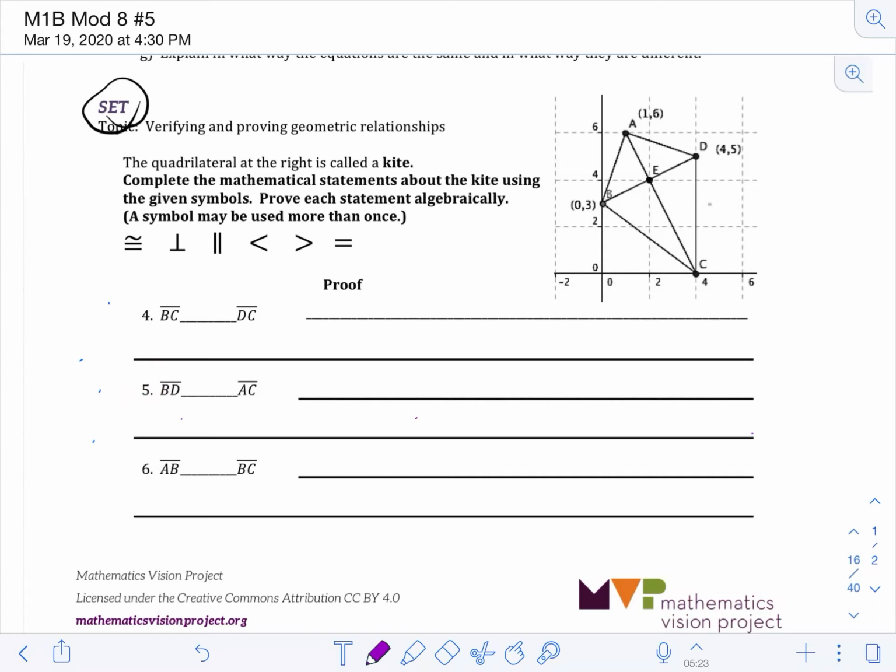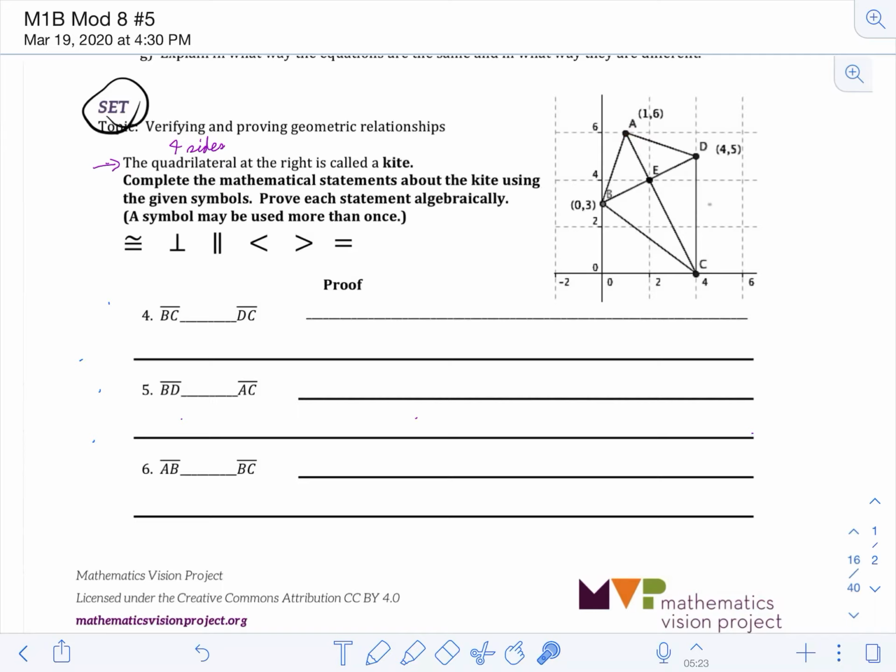All right, so first let's start off reading the problem. It says the quadrilateral at the right is a kite. Quadrilaterals have 4 sides. And if you look, this quadrilateral does have 4 sides. We can go through all 4 sides here: 1, 2, 3, and 4. All 4 sides, and that is a kite.